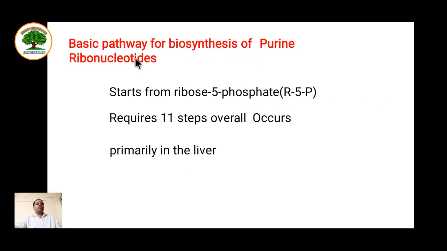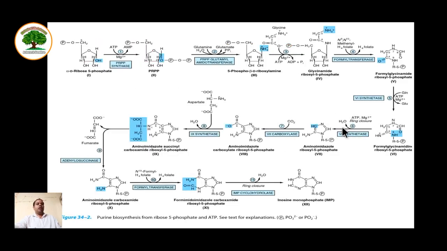Let's see the biosynthesis of purine. It starts from ribose 5-phosphate, which we obtain from the HMP pathway, and this ribose 5-phosphate is first of all converted into PRPP. It requires 11 overall steps and it occurs primarily in the liver. This is the at-a-glance picture of this whole pathway till the inosinate monophosphate.